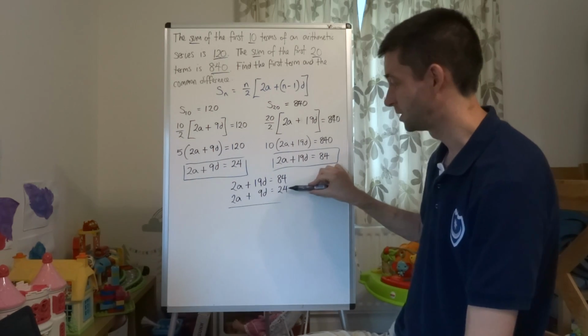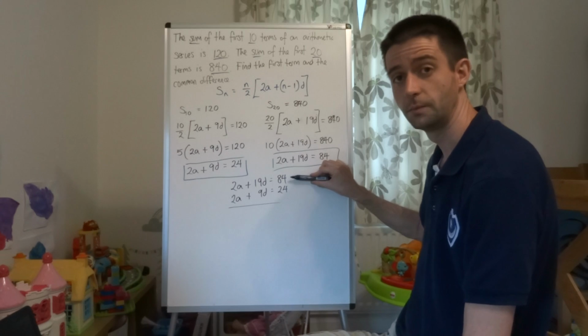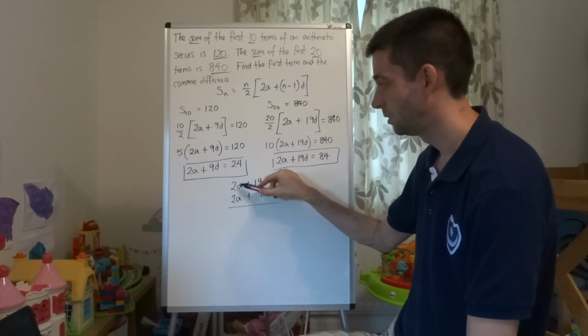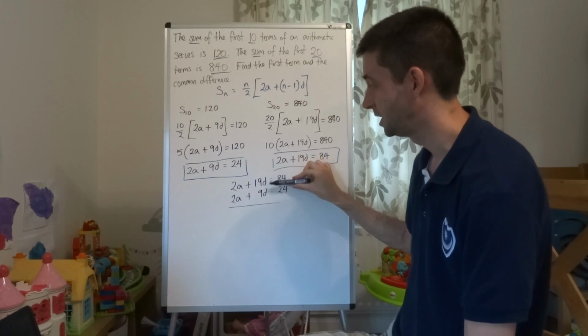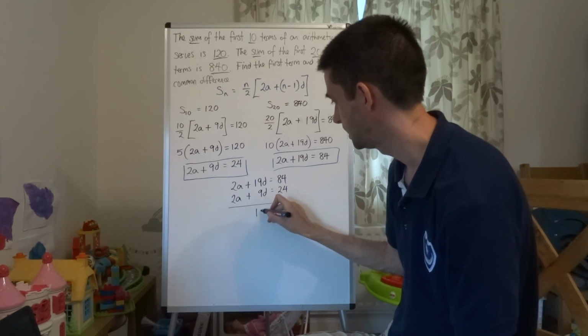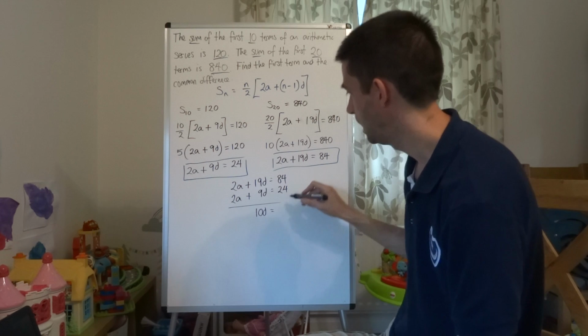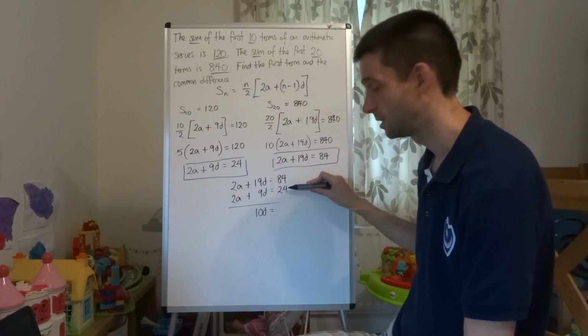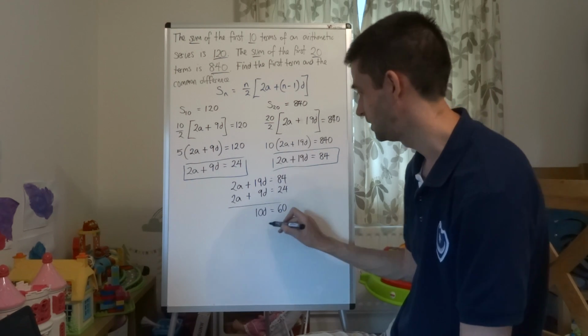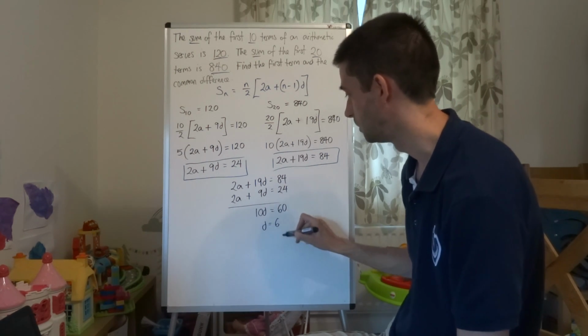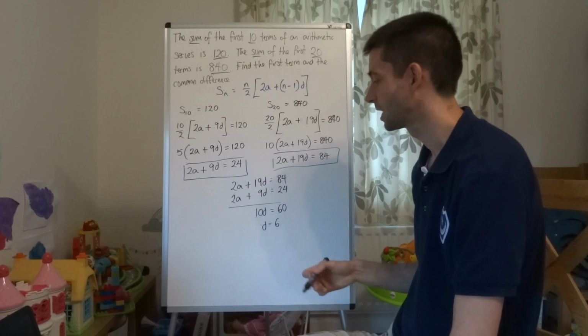I can subtract the whole of the second equation from the whole of the first equation. 2a take away 2a is nothing, so it eliminates a. 19d take away 9d is 10d. And 84 take away 24 is 60. So 10d is 60, which means that d, the common difference, is 6.